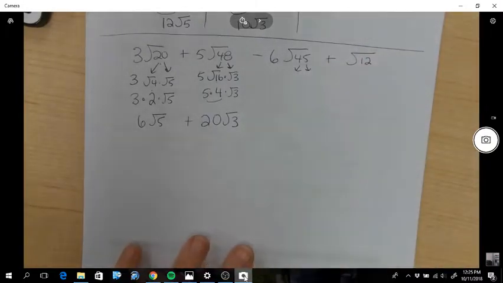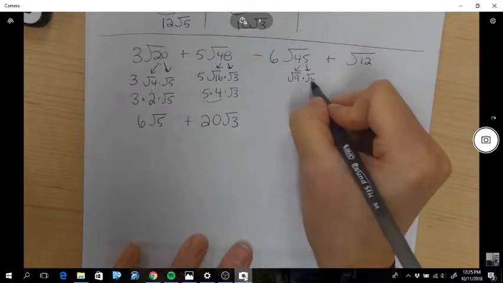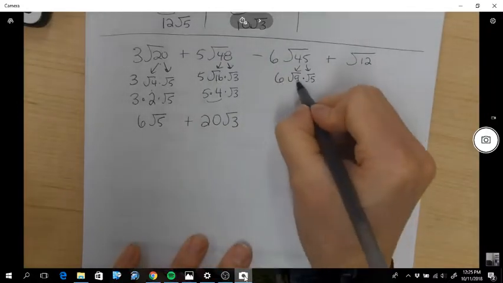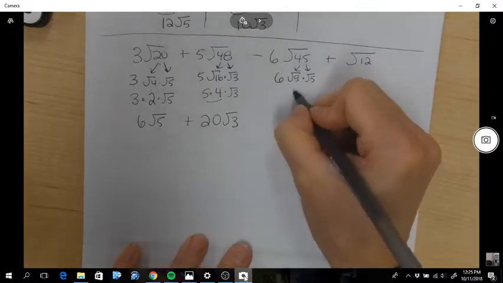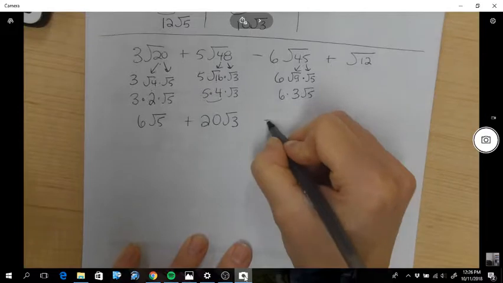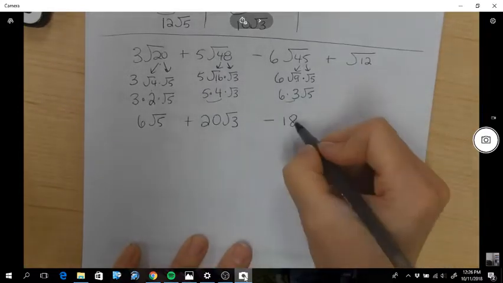Okay, 45. Try to get yourself a perfect square to divide in there. The largest one is 9. Root 9 times root 5. Can't forget about the 6. Root 9 is what I changed, so that becomes a 3. So this becomes negative 18. See where I'm getting the 18 from? Root 5.